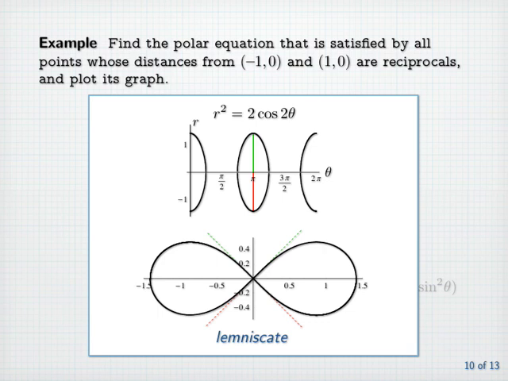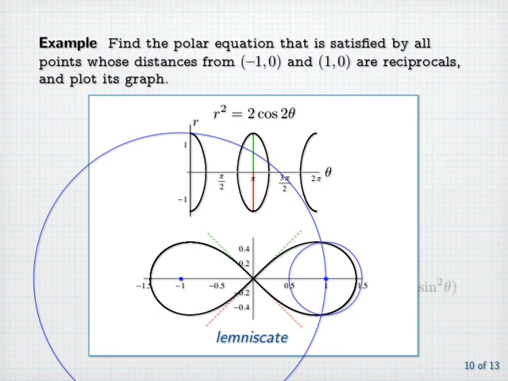To illustrate the geometric definition, which says that for any point on the curve, the distances to (-1, 0) and (1, 0) are reciprocals, let's plot a circle with radius 1/2 centered at (1, 0), and a circle with radius 2 centered at (-1, 0). Notice that those circles intersect the lemniscate at the same points. This would be true for any such circles whose radii are reciprocals, provided they intersect the lemniscate at all.